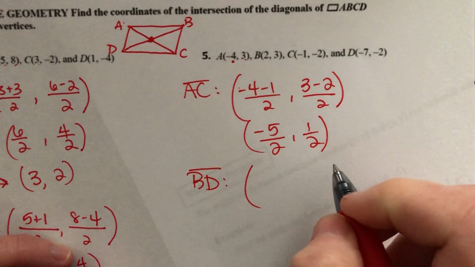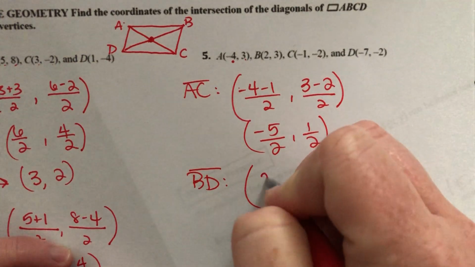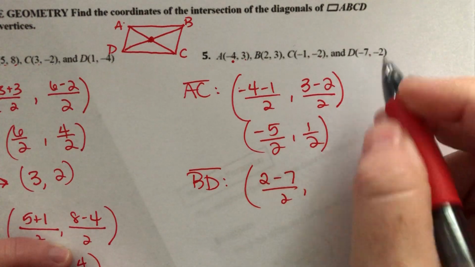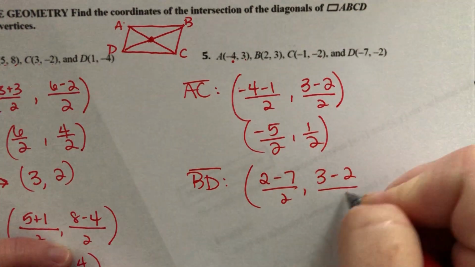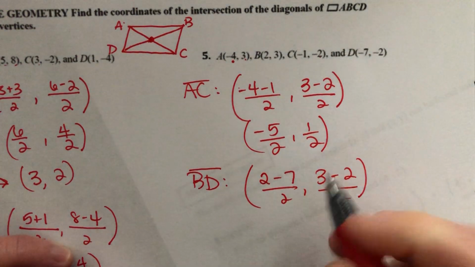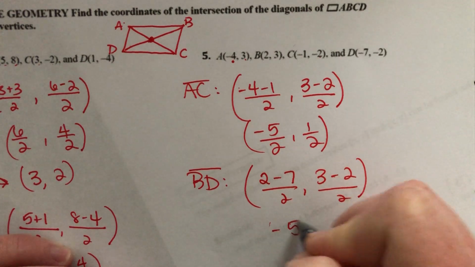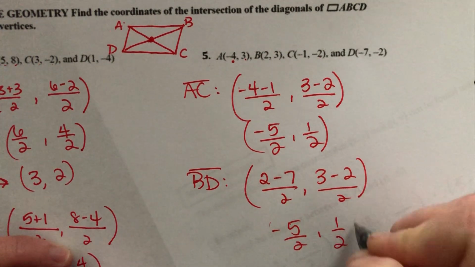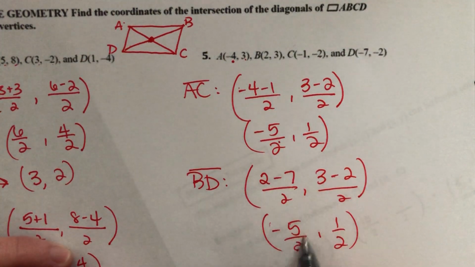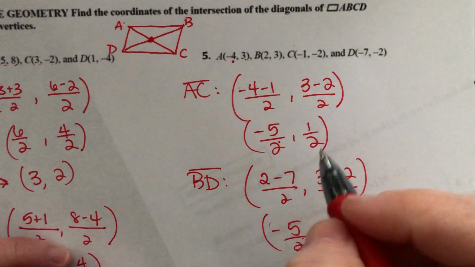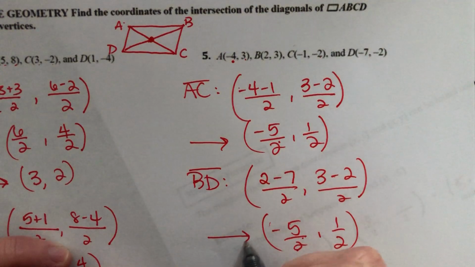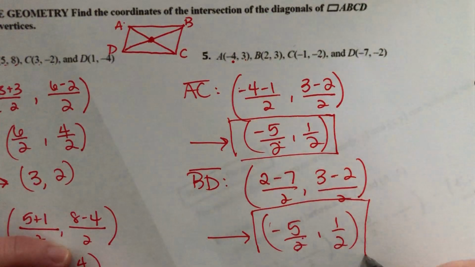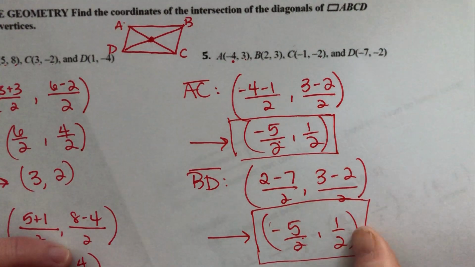For BD, I get 2 plus negative 7. And 3 plus negative 2. 2 minus 7 is negative 5. 3 minus 2 is 1. Yeah, I get the exact same thing for both of these, right? So this is the point of intersection, the midpoint of both lines. You only had to do it once. I did it twice to check myself.